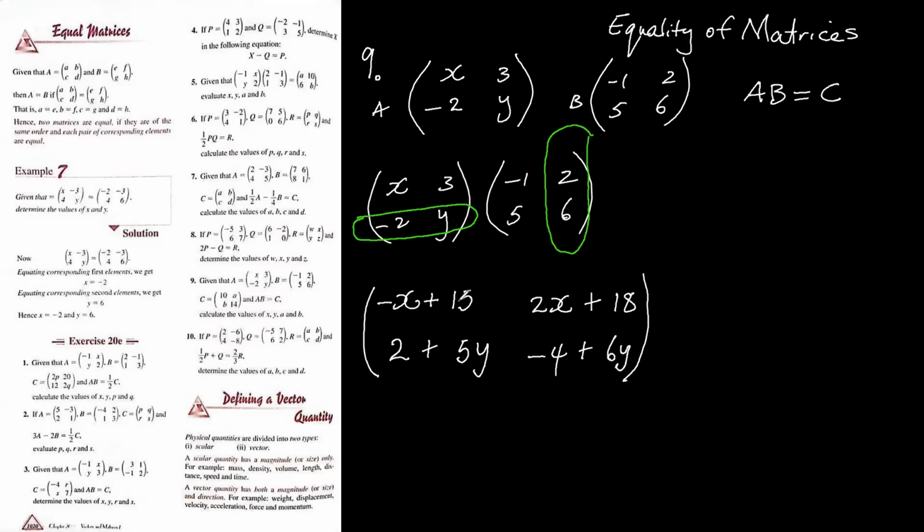So this, we cannot add x and 15. You have to leave it like that. Now, this is equal to, so this is AB. Here we have AB, but AB is equal to C. And so I'm going to put C. C is what? C was 10.